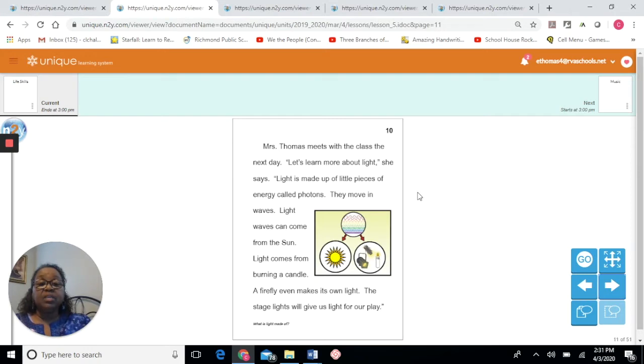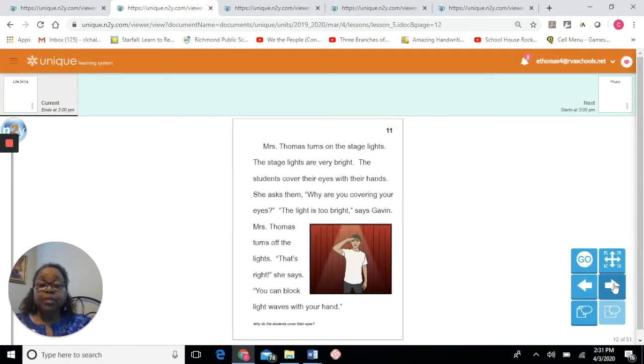And here we see another picture of waves, the sun, and the light from a lamp, the light from a candle, and the light from a lightning bug. All right. The next picture is the young man again on stage. Maybe the light is too bright and he's using his hand to block the light.